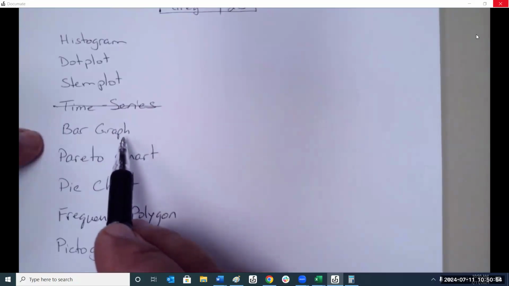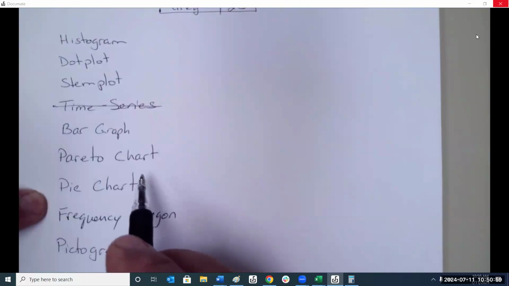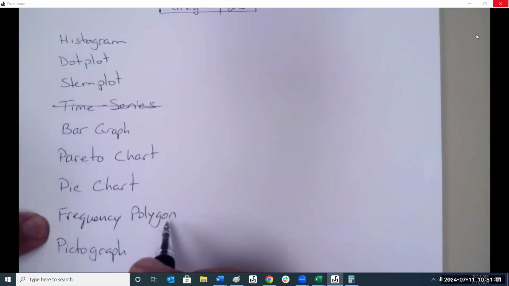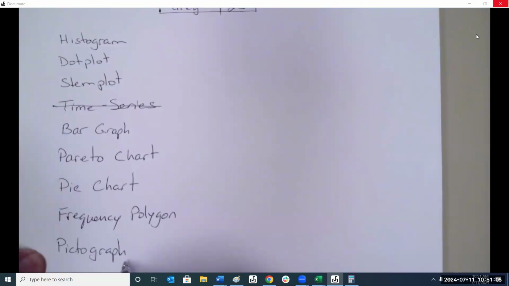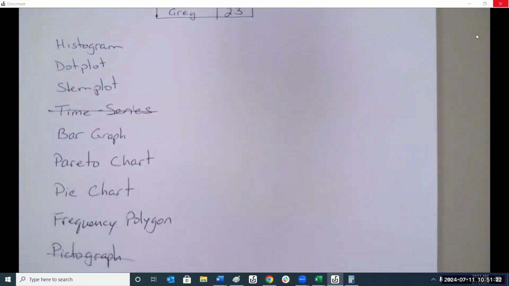Can we do a bar chart? Yes. Pareto chart? Yes. Pie chart? Yes. Frequency polygon? Yes. Pictograph? No. Are we able to do anything? Well, we could. Yeah, but how would you represent 23 blue cars? So no, we can't do that either. So from 9, we knocked down to 7. So that's a good start.